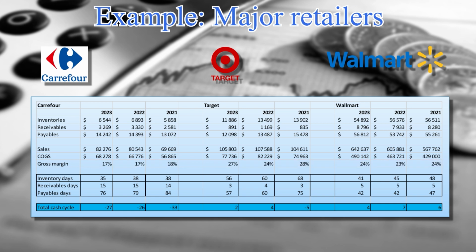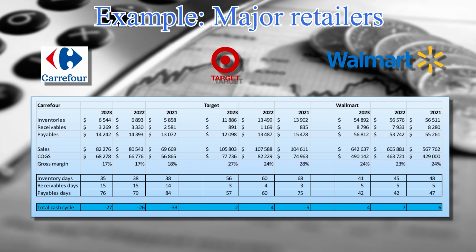Also, there is an interesting thing in comparing Target and Walmart. You see that inventory days for Walmart are much lower than for Target. They turn their inventory over much faster than Target. That is the essence of the business strategy for Walmart. They provide lower prices for fast-moving items, and that's why their inventory days are lower, and that's why their gross margins are a bit lower than Target's. They guarantee low prices for fast-moving items to their customers, and that is how they work.